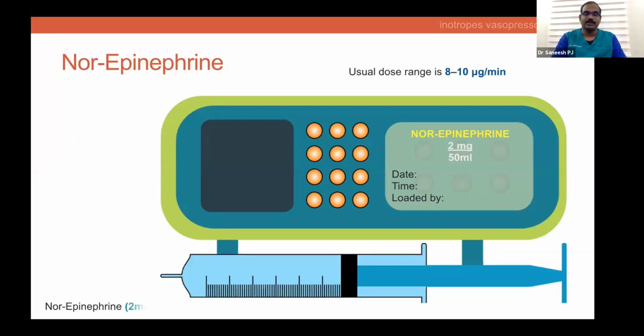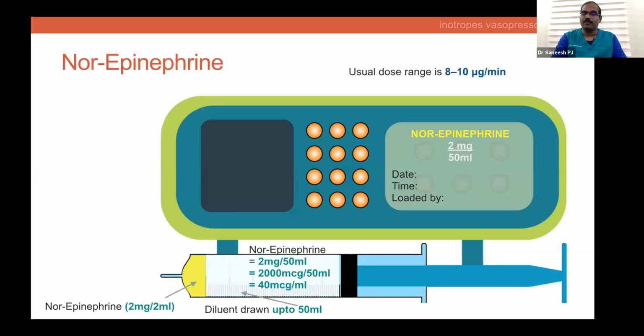How do we dilute? We take 2 milligrams in 2 ml norepinephrine base, diluent drawn up to 50 ml. Now we have noradrenaline 2 milligrams diluted to 50 ml. 2000 micrograms in 50 ml comes down to 40 mics per ml. Infusion rate 1 ml per hour is 40 mics per hour, 40 mics per 60 minutes. You can see the calculation: 2/3 microgram per minute.